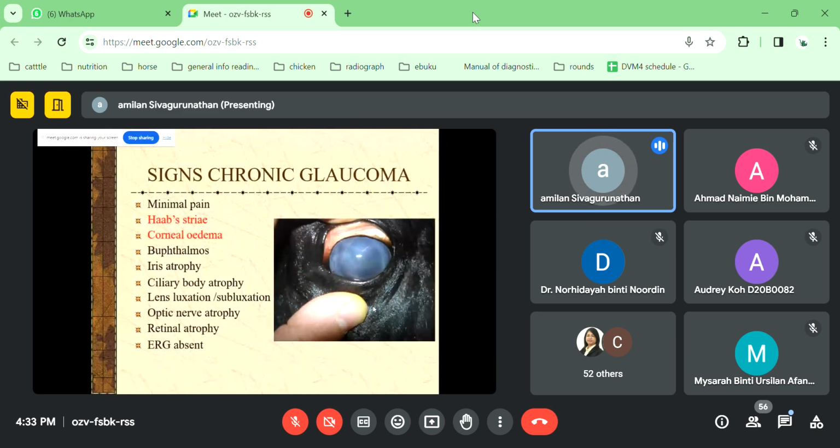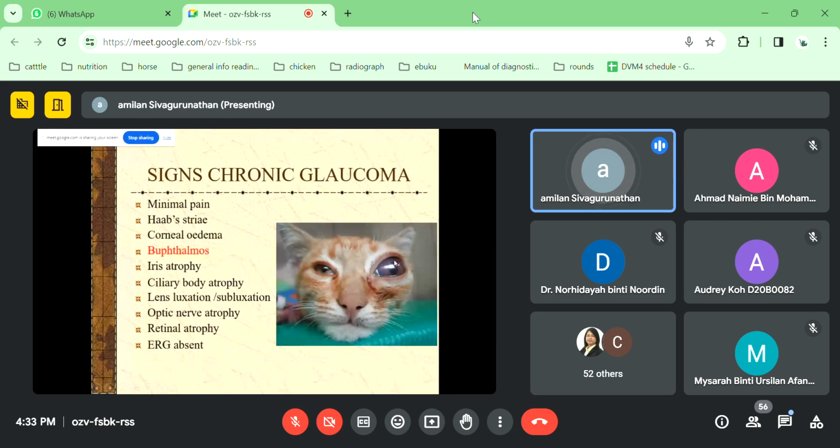Once the condition has been left too long unattended, you can get more chronic signs of glaucoma, including these abnormal lines that you see, as well as the edema. And all these are indications of chronic changes in the eye. Most of these patients probably will not be able to see at this stage. And that's why the signs of retinal atrophy and the ERG test will be absent.